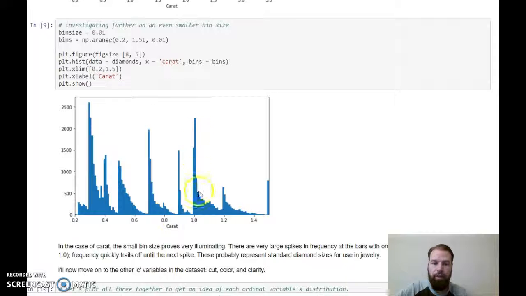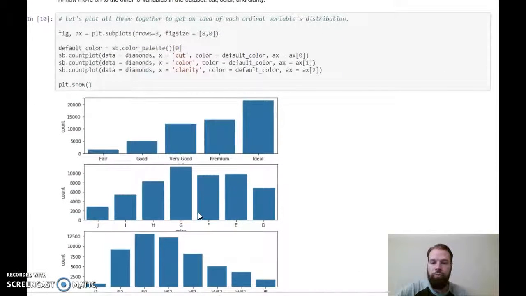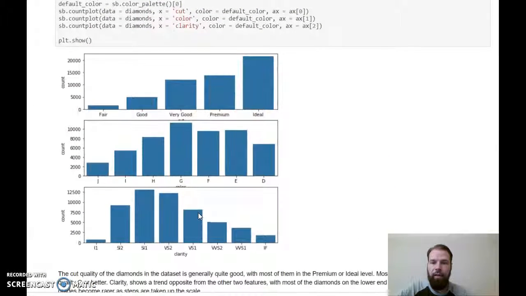And of course, 1 carat, that's something a lot of people are always looking for in their diamonds. So these are the types of readings and insights you want to be able to pull from these graphs. You'll notice there's a skewing here, ideal to fair.